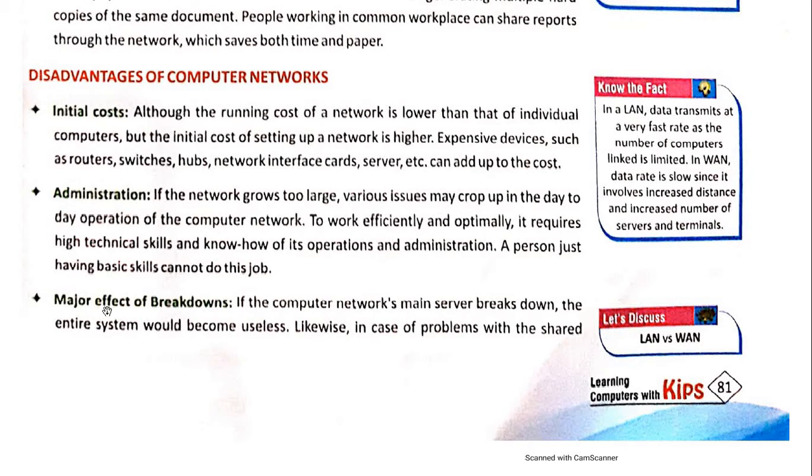Now the third one is major effect of breakdown. I was saying that resources or the backup can be made from the central server, which is kept in a safe place, and all the computers use the resources. But suppose the main server, the main resource, gets damaged, then all the computers shut down. So in that case it is risky, but it does not happen generally, because servers are very reliable computers. They do not get damaged very easily.